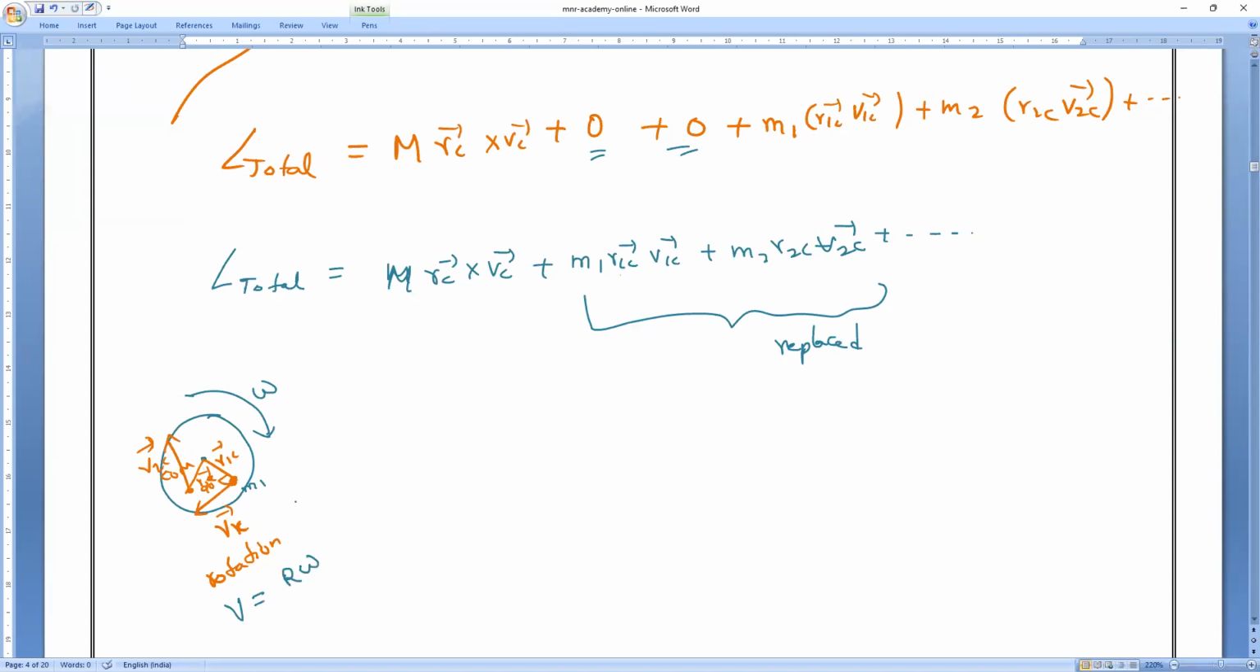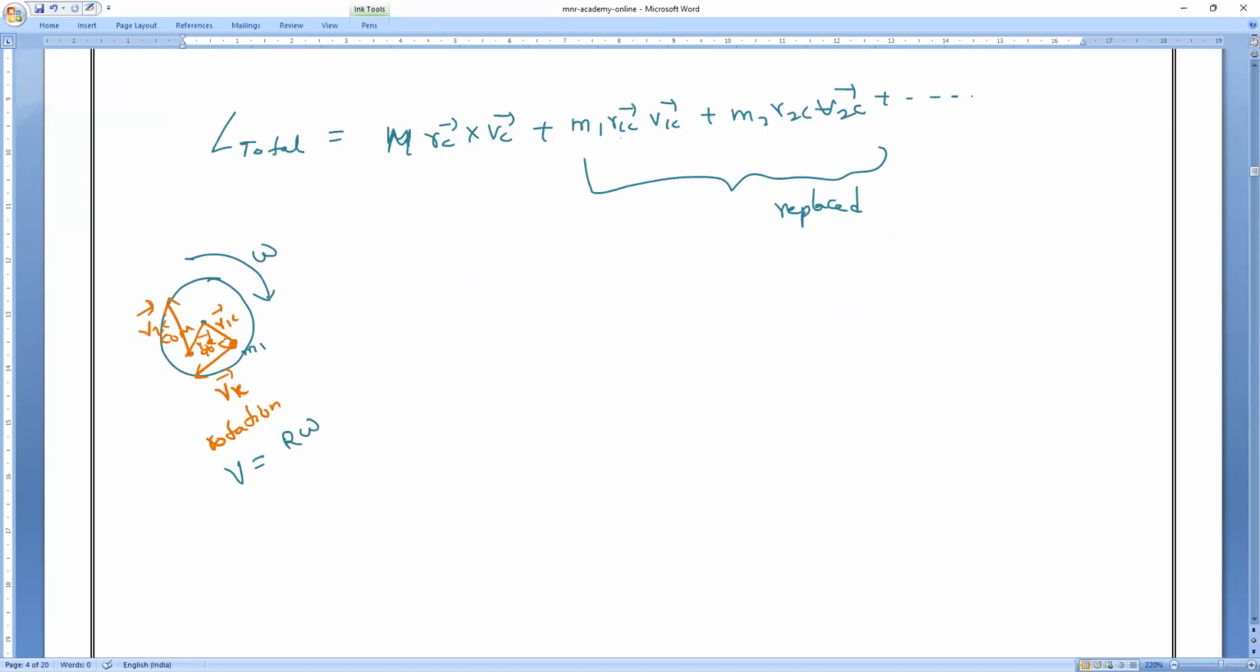So I will replace V1C. Can you tell me what V1C is equal to? Speak loudly. V1C is equal to R1C into omega. Next, same way, V2C is equal to R2C omega. V3C is equal to R3C omega. Will you all agree with me? Yes, Rudreshwar? So I'll replace with that.